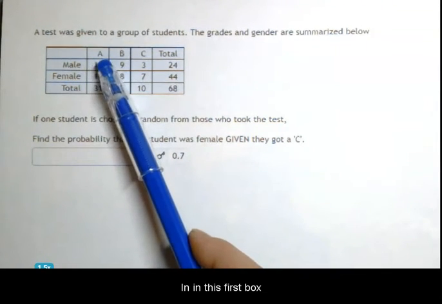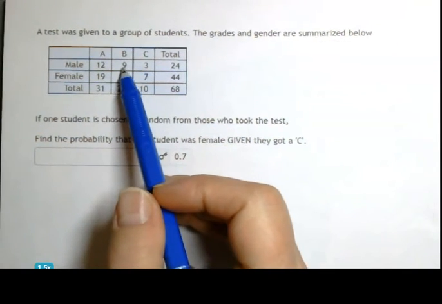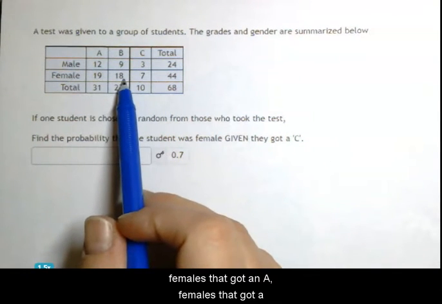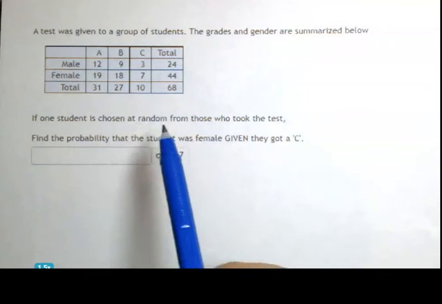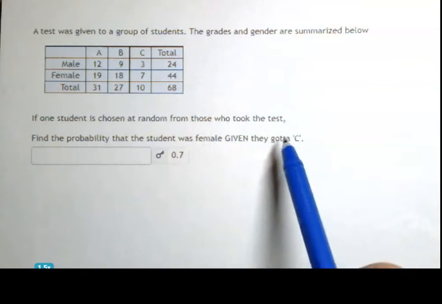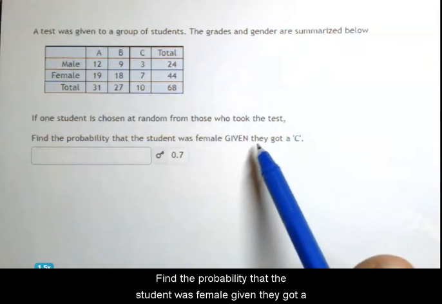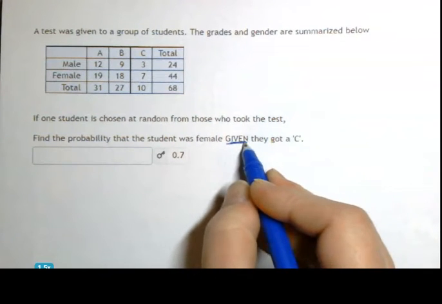So here in this first box, males who got an A, males that got a B, males that got a C, females that got an A, females that got a B, females that got a C, and the totals. If one student is chosen at random from those who took the test, find the probability that the student was female given they got a C.